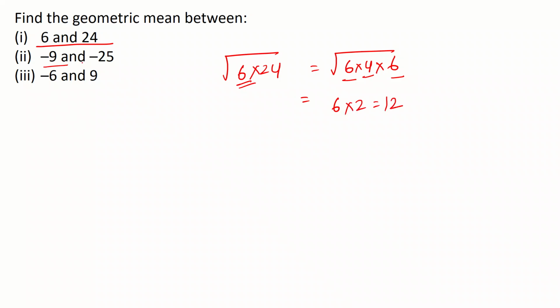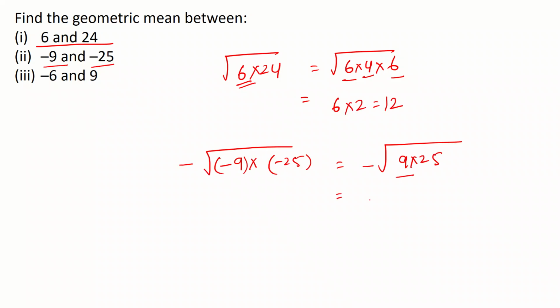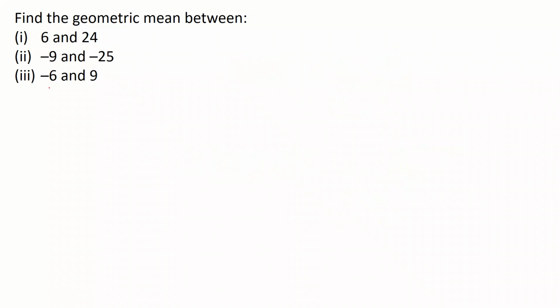Now the geometric mean of minus 9 and minus 25 is root over minus 9 times minus 25, but with a negative sign outside. Minus into minus gives me a plus, and 9 times 25, square root of 9 is 3, square root of 25 is 5, and negative outside, so minus 15. And lastly we have minus 6 and 9. One of them is negative, another is positive, and we cannot have any geometric mean between these two numbers, and that's it.